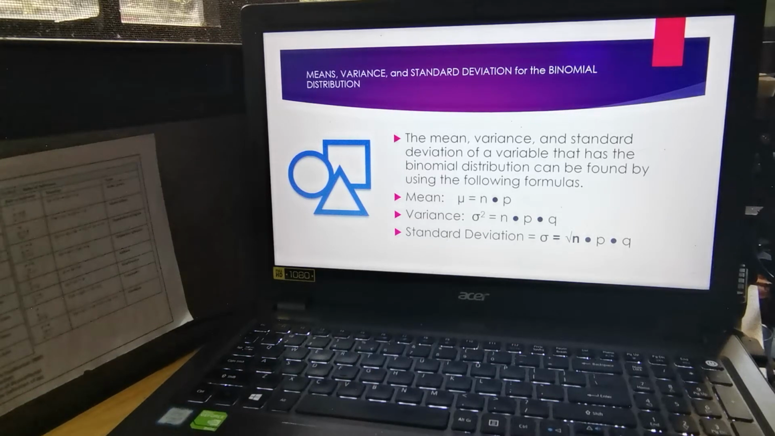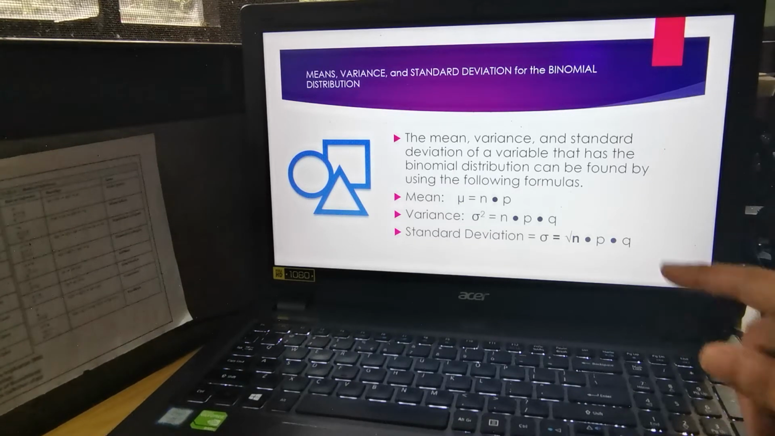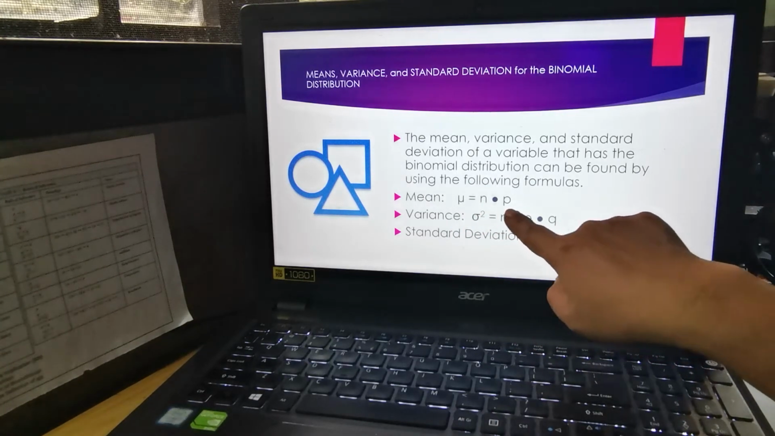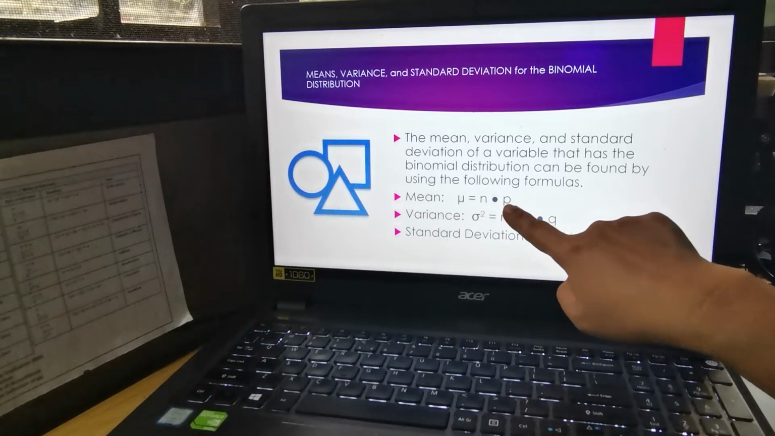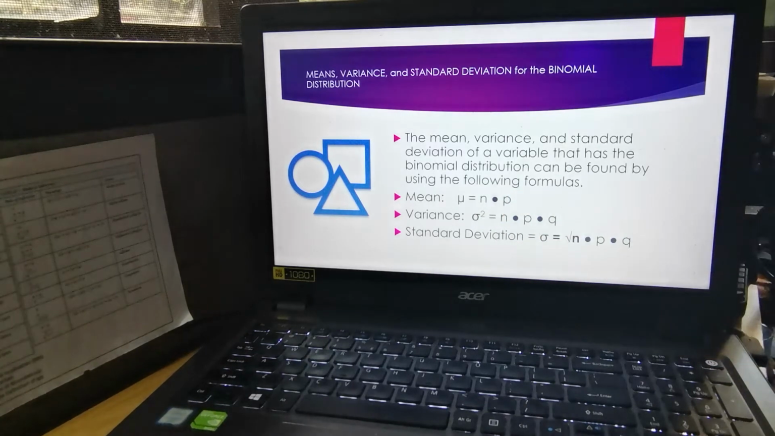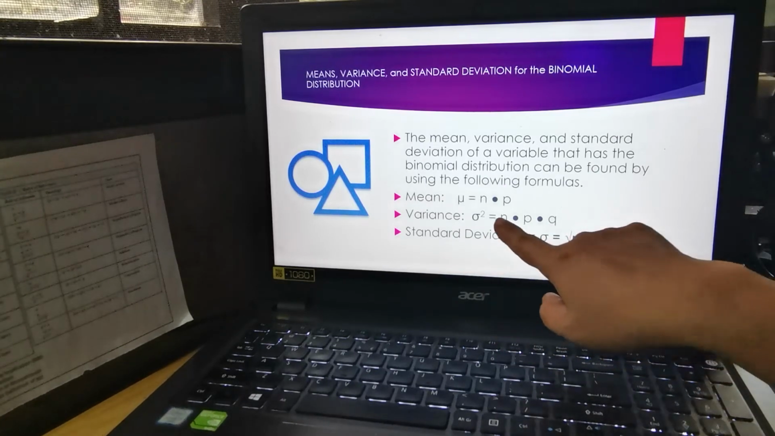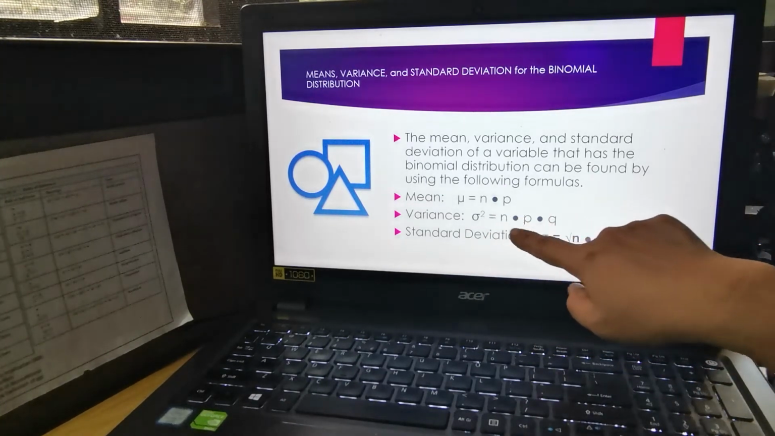So for our next lesson, we are going to discuss the mean, variance, and standard deviation for the binomial distribution. The mean, variance, and standard deviation of a variable that has the binomial distribution can be found by using the following formulas. For our mean, mu is equal to n times p, so this is our number of trials multiplied by our probability of success. And for our variance, we have n times p times q. And for our standard deviation, we're just going to extract the root of the result of this.